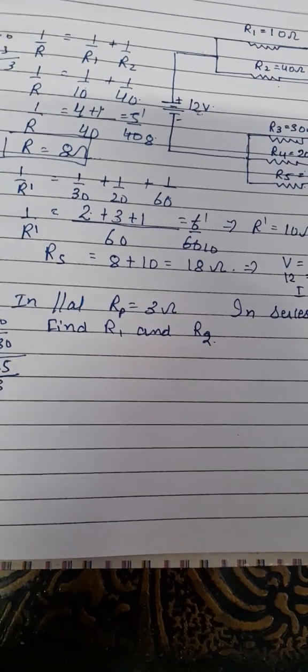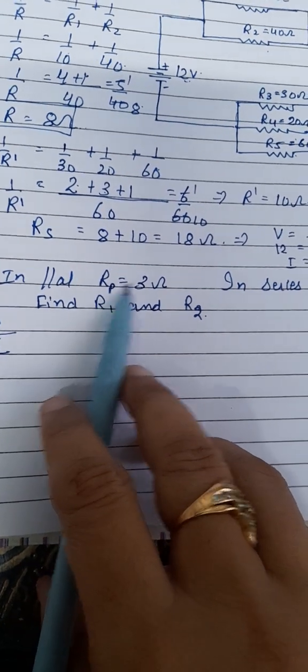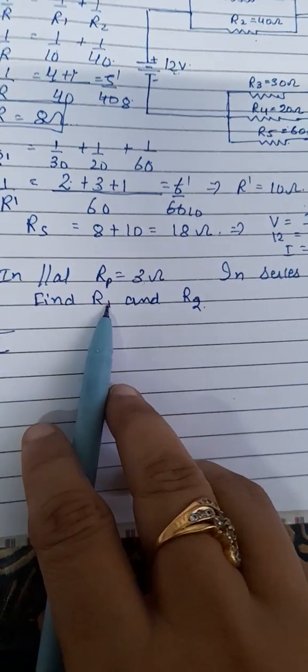Next is, in parallel combination you are given 3 ohm, in series 16 ohm. Then you have to find out two different resistances. That means you have two resistances, R1 and R2. If we add in series, then the answer is 16. If we add in parallel, then the answer is 3. You have to find out R1 and R2.